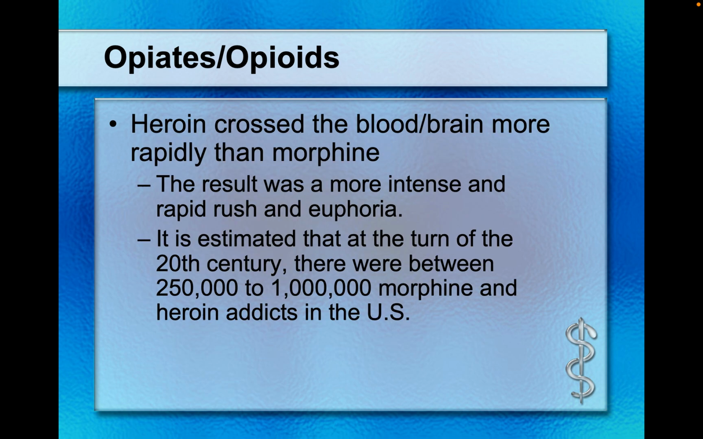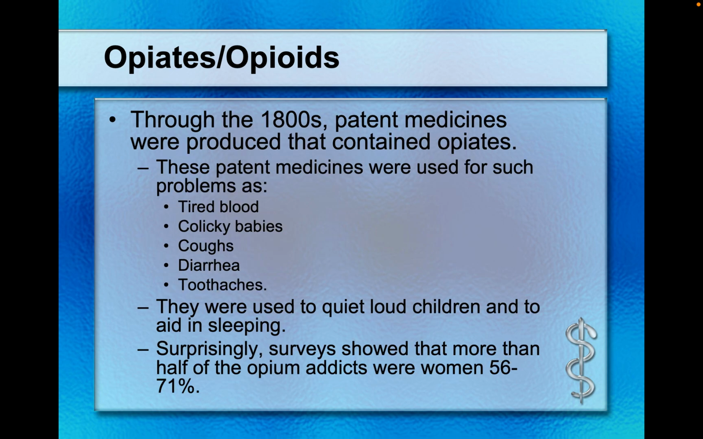Heroin crossed the blood-brain barrier more rapidly than morphine. The result was a more intense and rapid rush and euphoria. It is estimated that at the turn of the 20th century, there were between 250,000 to 1 million morphine and heroin addicts in the United States.